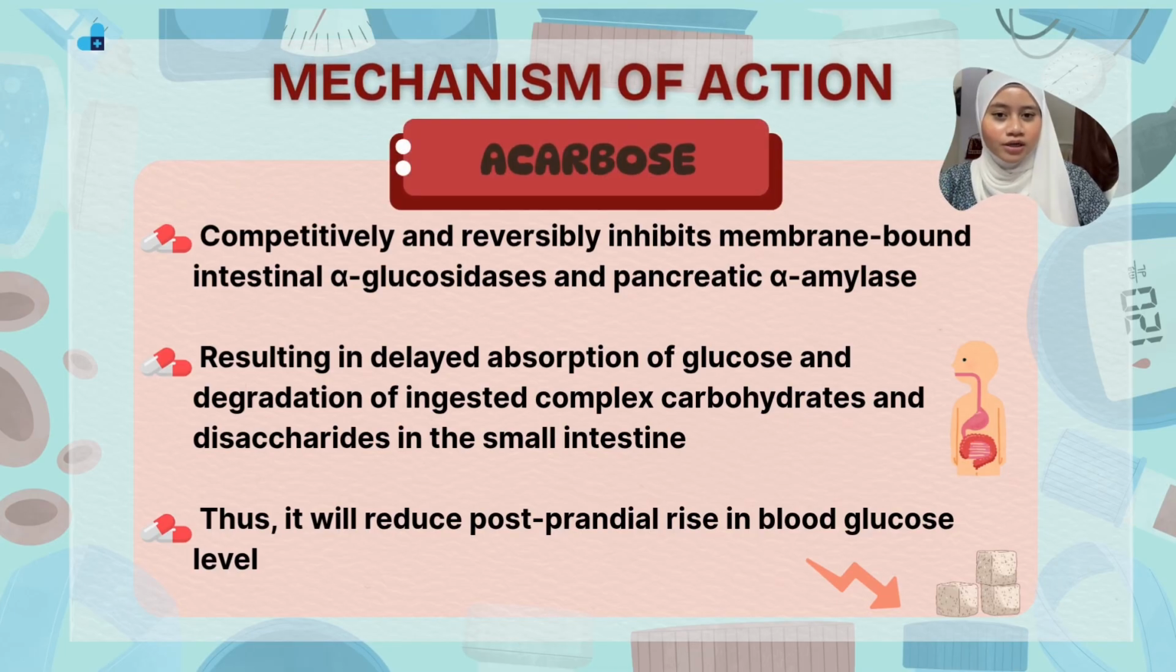Mechanism of action of acarbose. It competitively and reversibly inhibits membrane-bound intestinal alpha-glucosidase and pancreatic alpha-amylase. So, this will result in delayed absorption of glucose and degradation of intestinal complex carbohydrates and disaccharide in the small intestine. Thus, it will reduce the postprandial rise in blood glucose level.